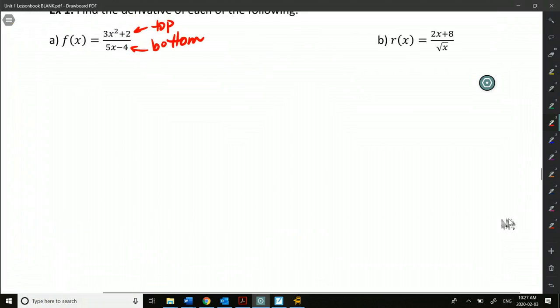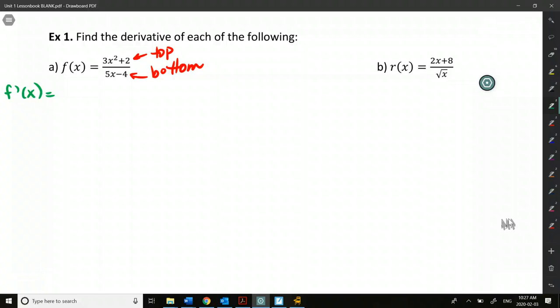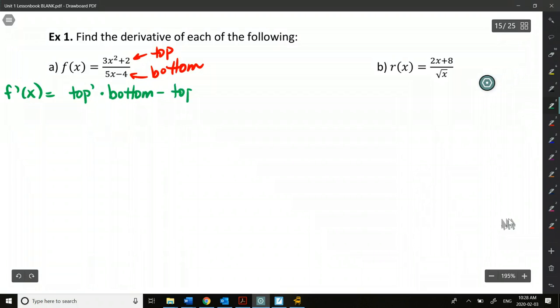So when we go to find the derivative of something like this, we're using quotient rule. It's the ratio of two functions, one function over another function. We're going to find the derivative of the top. So I'm actually just going to show you the top prime times the bottom minus the top times the bottom prime over the bottom squared.